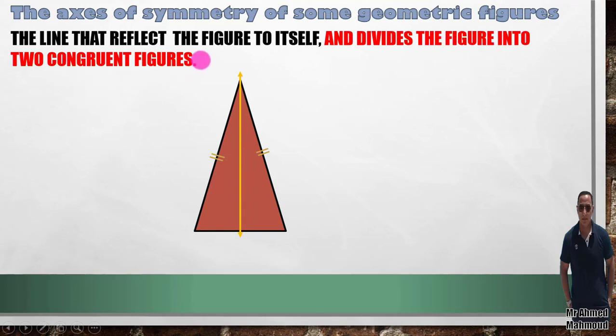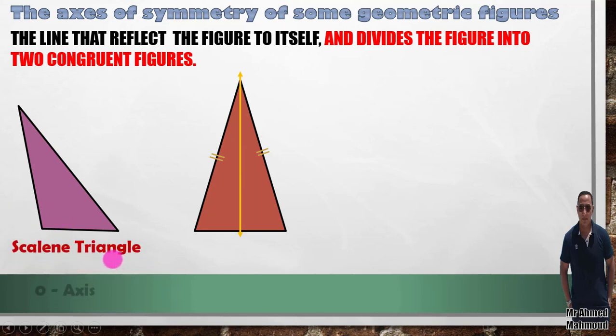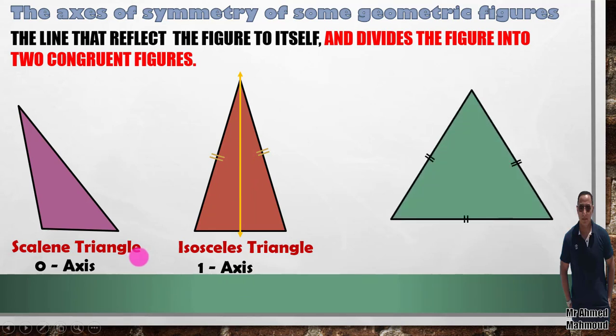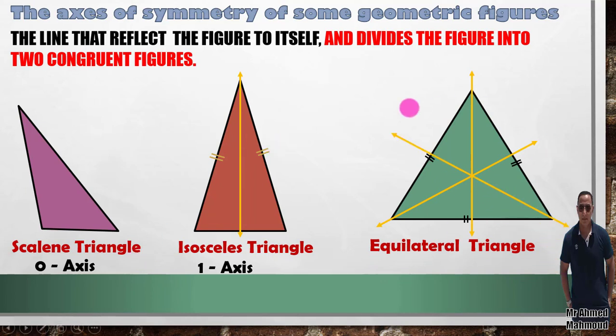You don't need to memorize the definition, you just need to understand it, and you need to memorize the number of axes of symmetry, because the question asks you for the number of axes of symmetry. First we have the scalene triangle. The scalene triangle has no axis of symmetry, so it has 0 axes of symmetry. The isosceles triangle has 1 axis of symmetry like this. The equilateral triangle has 3 axes of symmetry. Do you see? 3 axes of symmetry.